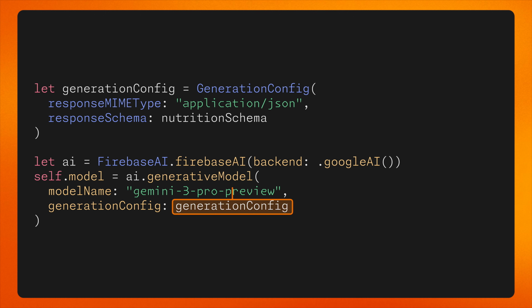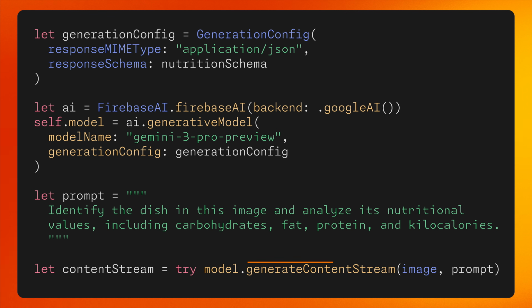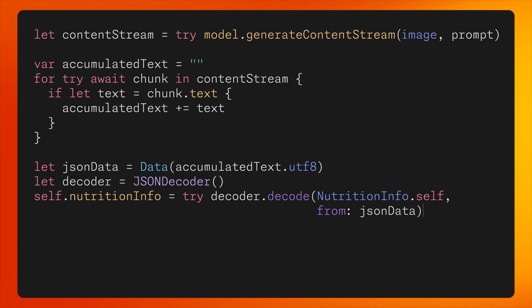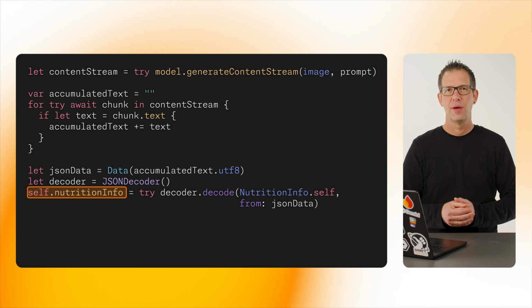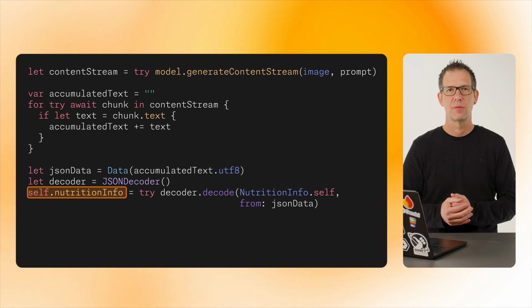With the generation config in place, we can go ahead and configure our model and call generateContent just like normal. And here is the best part. Because the output is guaranteed to be valid JSON that adheres to our schema, we can just take the model's response and decode it using Swift's JSON decoder. And just like that, we've analyzed an image and populated our Swift struct with the response.